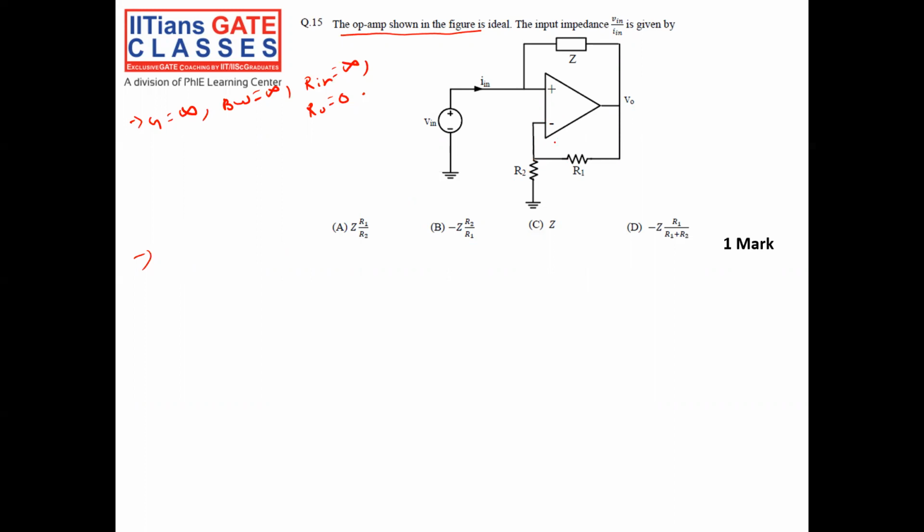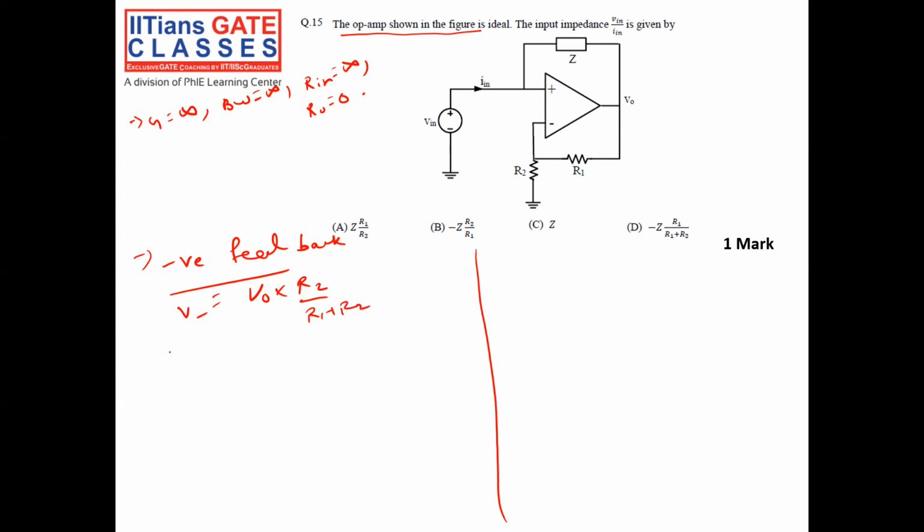My V negative is equal to V output into R2 by R1 plus R2. So the negative feedback factor beta negative is equal to V minus by V0, which is R2 by R1 plus R2. This is the negative feedback factor.